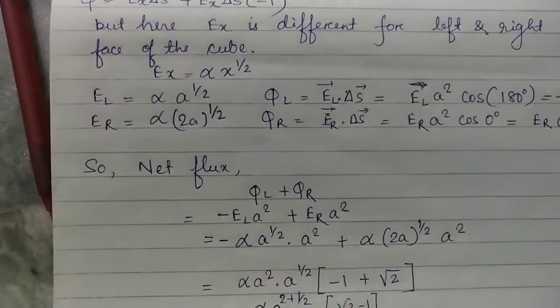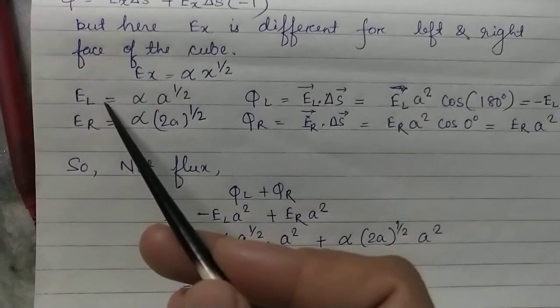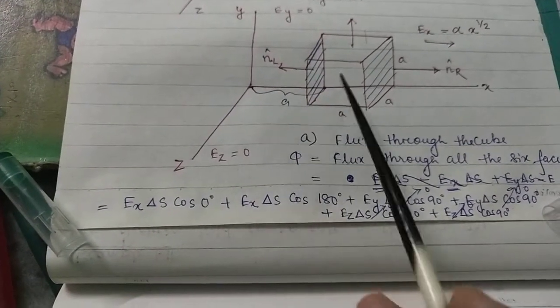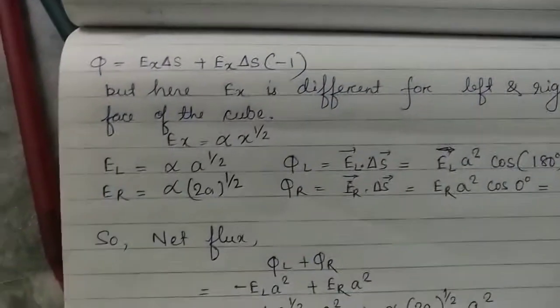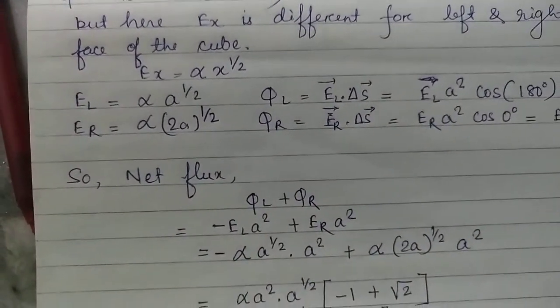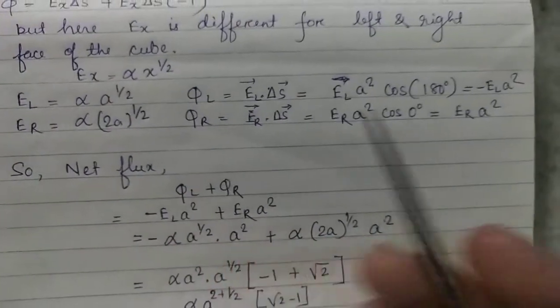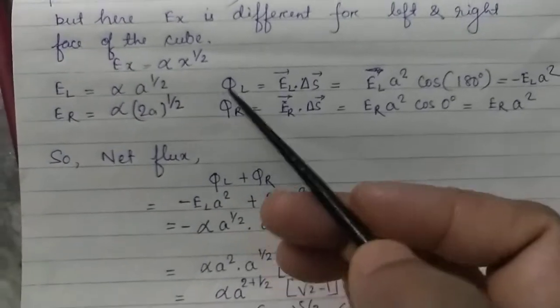I have written the value of E_x equal to alpha x to the power 1 by 2. This is given in the question. For the left and right face, we will see. For the left face, x equals a. For the right face, x, that means the distance from the origin, equals 2a. Left face: alpha a to the power 1 by 2. Right face: alpha 2a to the power 1 by 2. Next, it is very easy to solve. You can solve it on your own, still I am writing it for you.